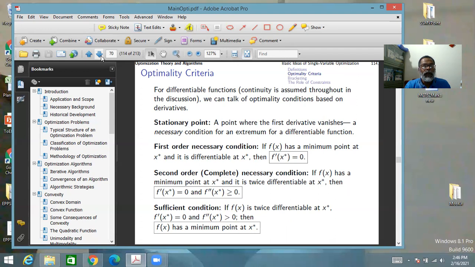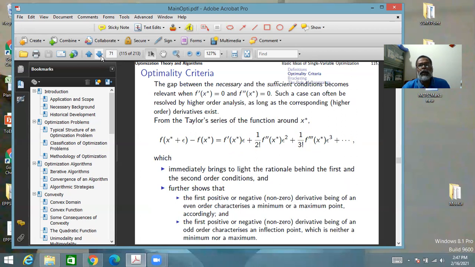And for single variable functions, the analysis into higher derivatives is not very difficult if the function is differentiable up to those higher orders. As long as the derivatives exist, we can work out a Taylor series around the point x star. And the first term of the Taylor series, f(x star), we bring on this side and then see the difference: function value at a neighboring point minus function value at the current point. So from Taylor series, we get this.